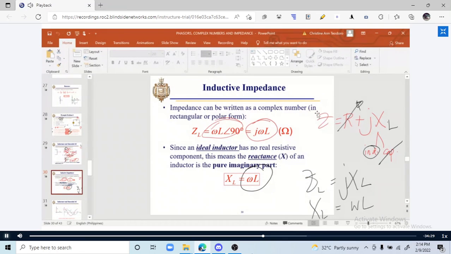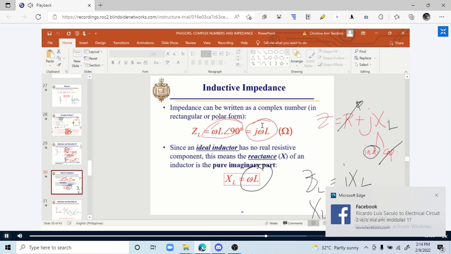Okay. Since we have an inductive impedance, impedance can be written as a complex number in rectangular or polar form. If we imagine a certain circuit whose loads are only inductors, we can say that our ZL, or the impedance of that circuit, is equal to omega L angle 90 degrees in polar form. Now, in rectangular form, we have j omega L.